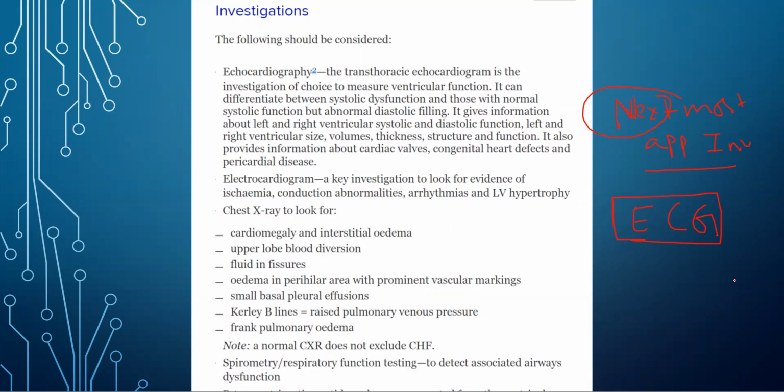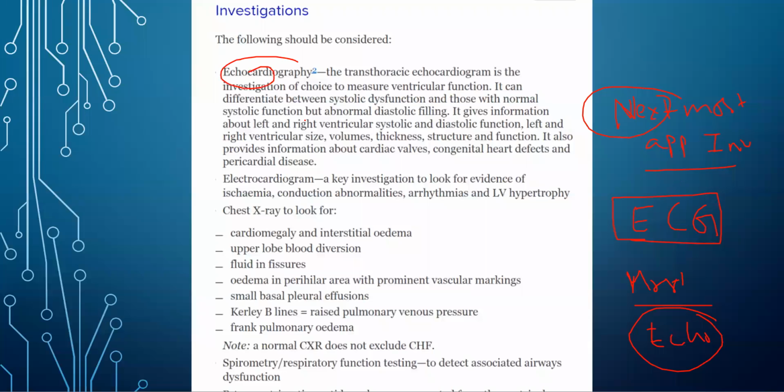You can also do cardiac enzyme later on if you think. If they ask you what is the most appropriate investigation, the most appropriate means definitive. So definitive is always echocardiogram. Yeah, very good, Dr. Savita. So echo is the most appropriate or best investigation, and next most or initial investigation is always ECG.